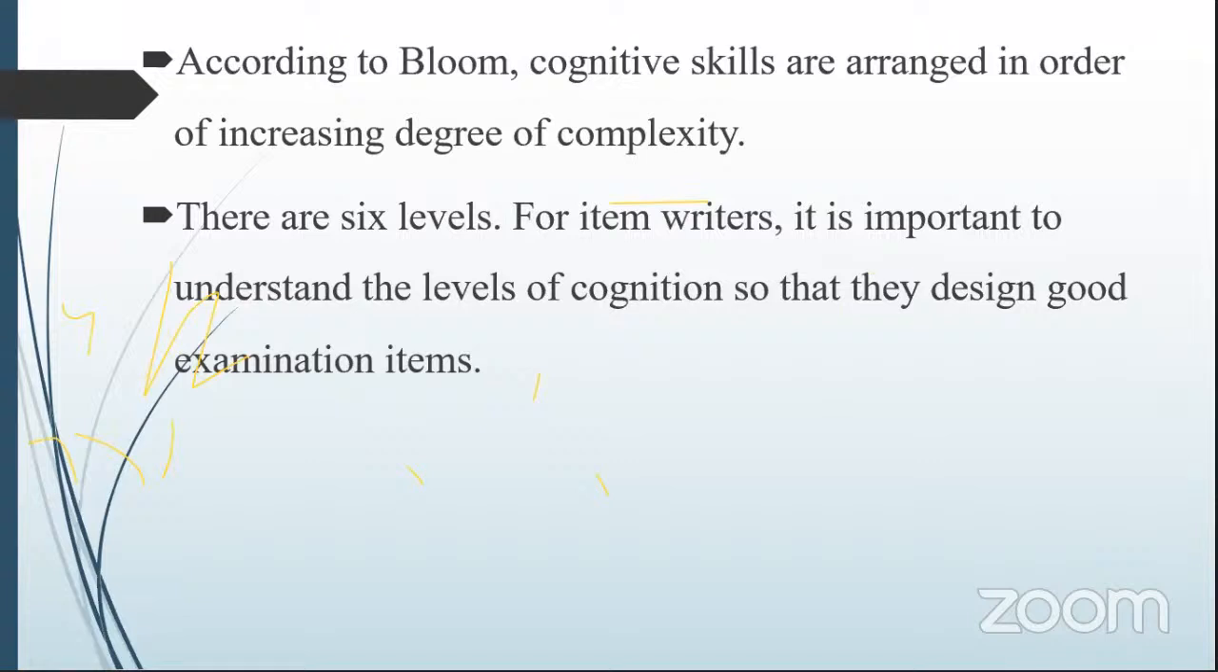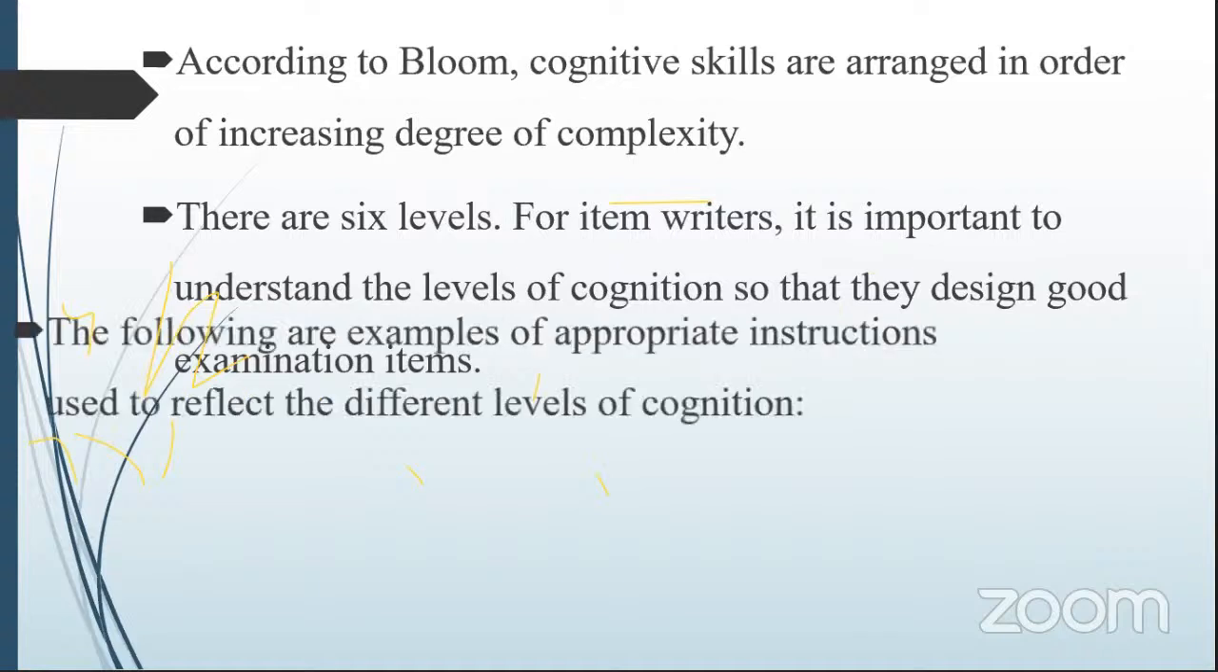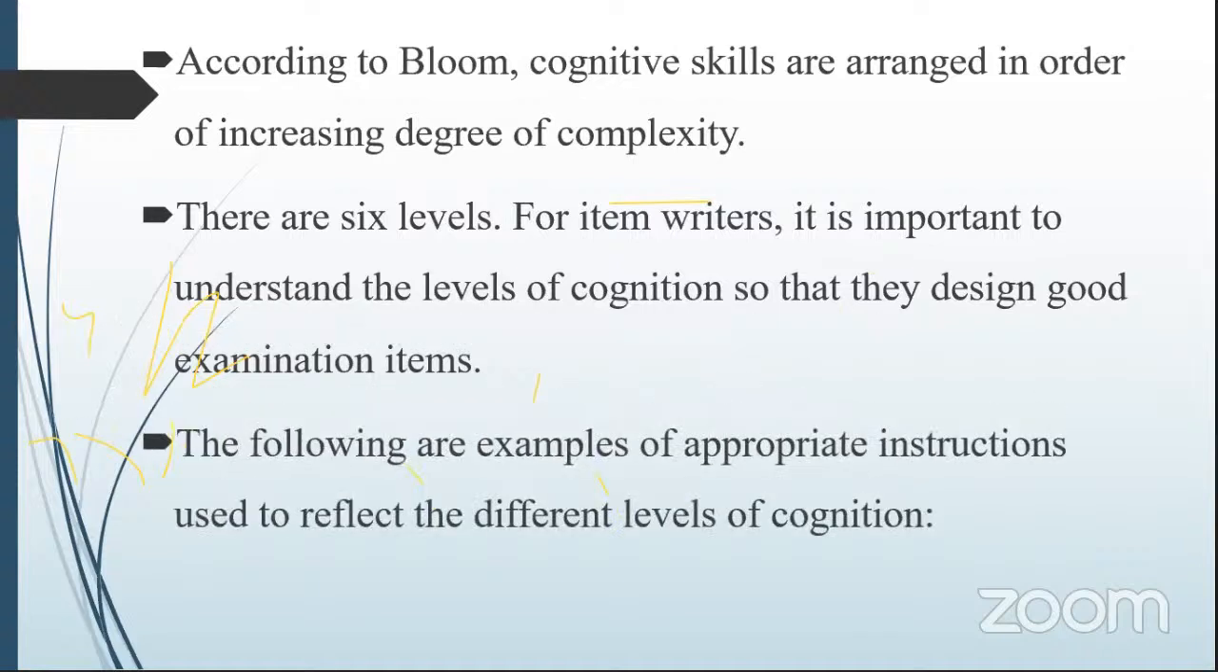So for item writers, it is important to understand the levels of cognition so that they design good examination items. The following are examples of appropriate instructions used to reflect the different levels of cognition.